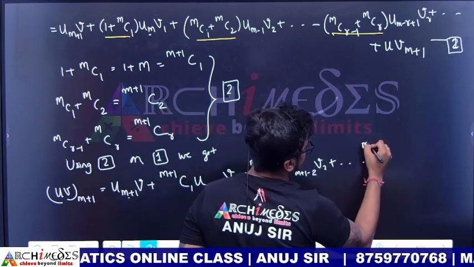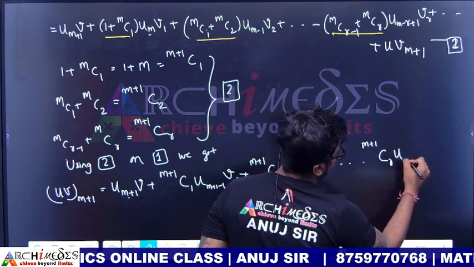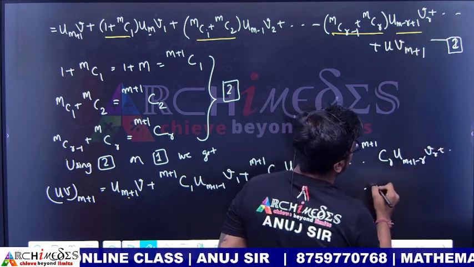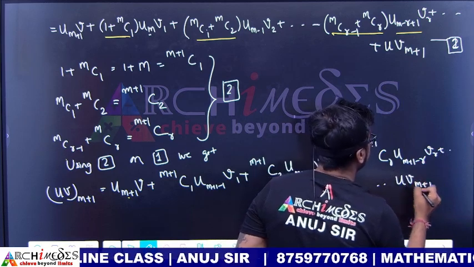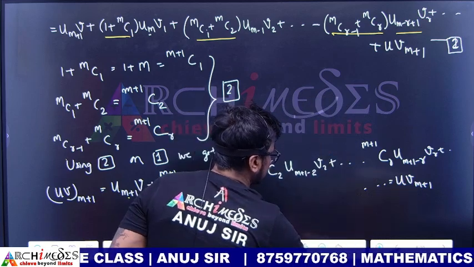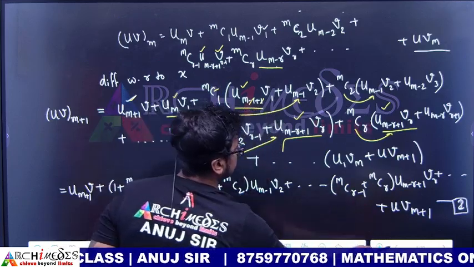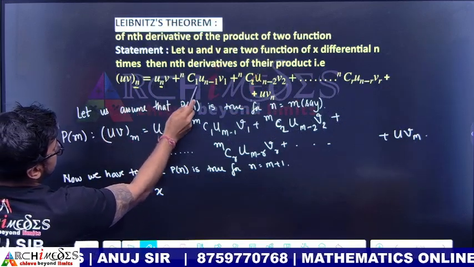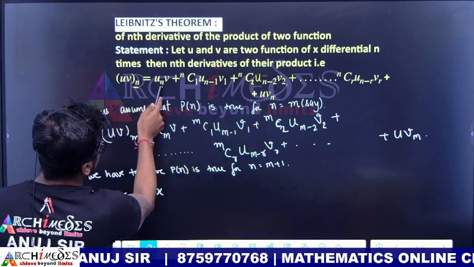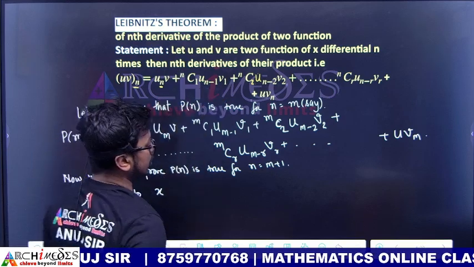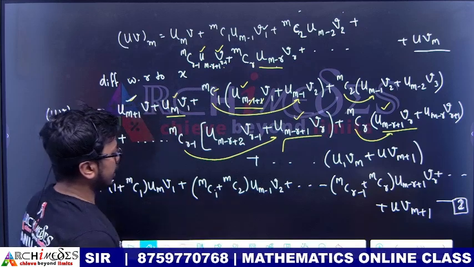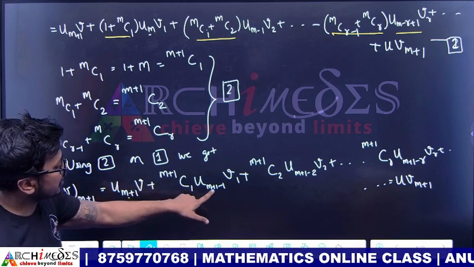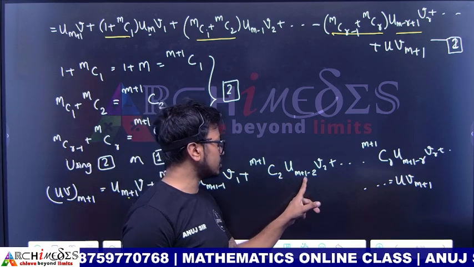You can write this as (m+1)Cr u^(m+1-r) v^r. It is the same, if you check. So v^r. At last, v^(m+1). Isn't it? It is proved. Check it. See this theorem. What is our theorem? If it is n, it is u^n v plus nC1 u^(n-1) v in this way. If it is m plus 1, it should be m plus 1 here, m plus 1 here, plus (m+1)C1 u^(m+1-1) v^1 plus (m+1)C2 u^(m+1-2) v^2, and so on.